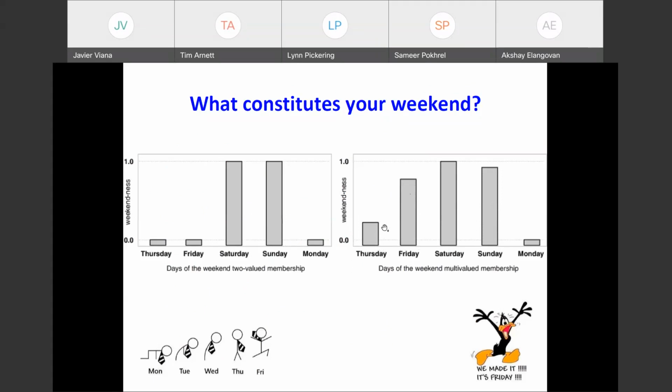So Thursday has a little bit. People like to do things on Thursday night. Friday, quite a bit. Saturday, full. Sunday, not quite full. Monday, obviously not a weekend day at all.